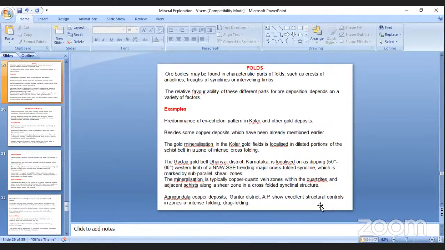The mineralization, very rarely, we can identify as copper quartz veins, quartz vein zones within quartzite and adjacent areas of schist along the shear zone. Where it is available, it has a synclinal structure. The best example is the Agnigundala copper deposit in Guntur district of Andhra Pradesh, which shows excellent structural control features with intense folding and drag folding.